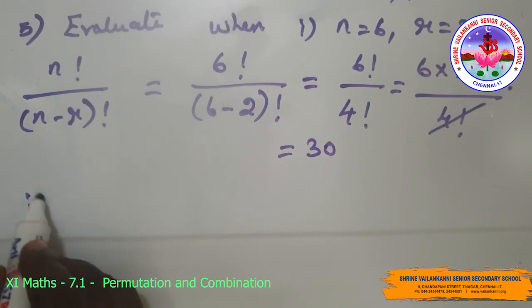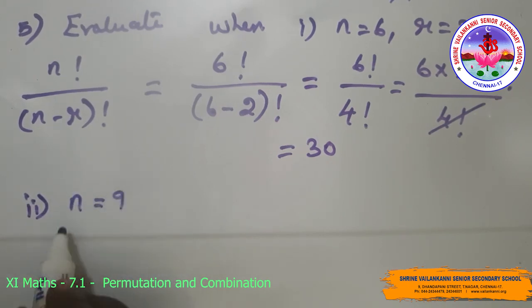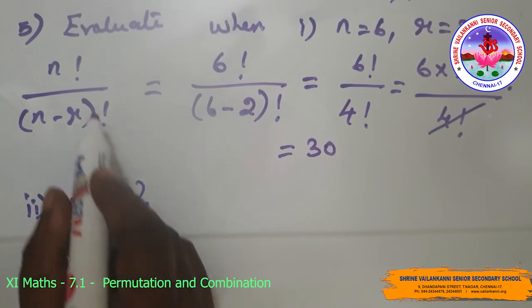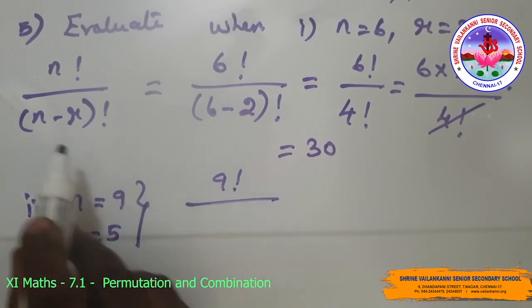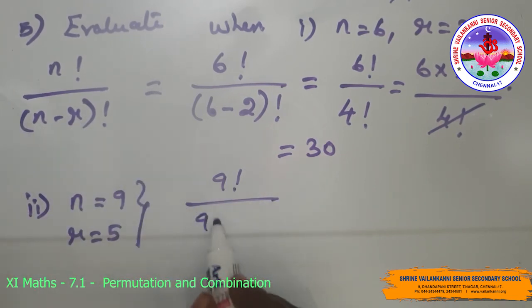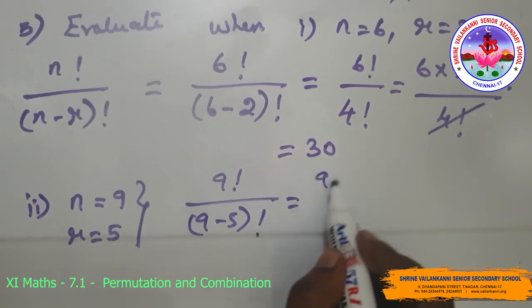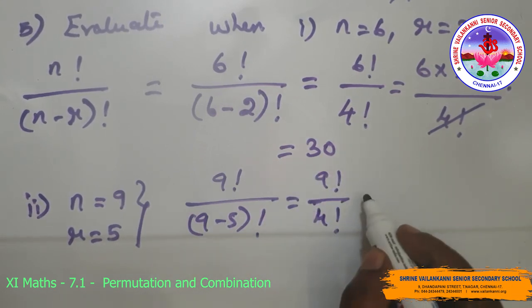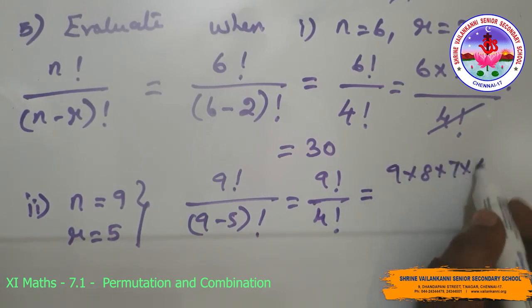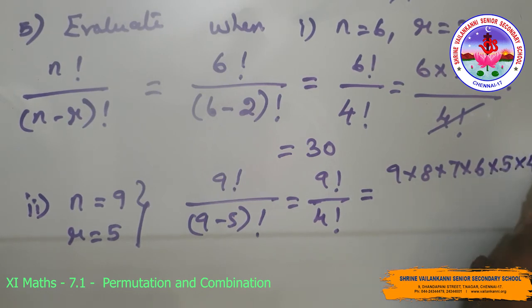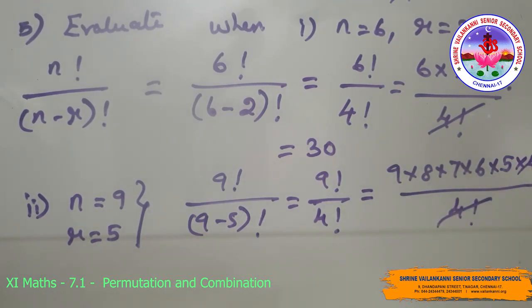Then second subdivision, when n is 9 and r is 5, we have to substitute here. n factorial by n minus r factorial is 9 factorial by 9 minus 5 factorial, which is 9 factorial by 4 factorial, which is equal to 9 into 8 into 7 into 6 into 5 into 4 factorial. I am stopping this at 4 factorial so that I can cancel with the denominator. So 9 into 8 into 7 into 6 into 5, which is 15120.